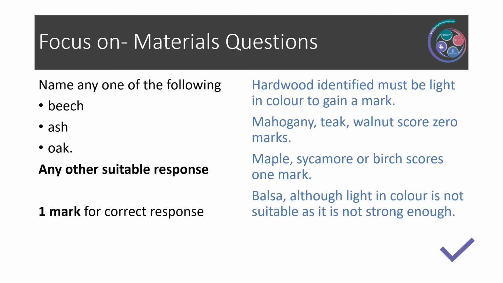This is the marking instructions for question 1A part I. If you have named one of the following, beech, ash or oak, you will gain 1 mark for your correct response. If you look to the side, you will also see there are additional marking instructions. The hardwood as identified must be light in colour to gain a mark, so this means that mahogany, teak, walnut will all score 0 marks.